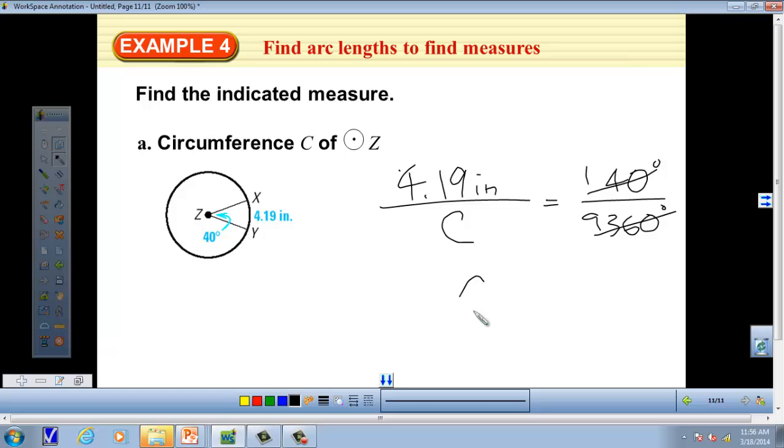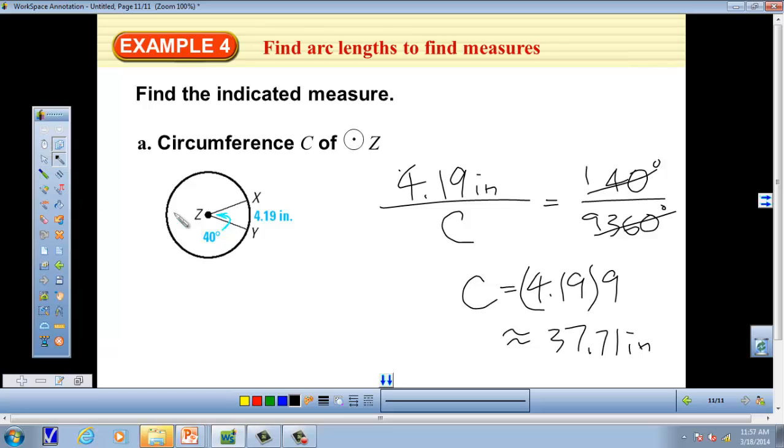And we're going to cross multiply. We'll get C equals 4.19 times 9. And if we do that, we get 37.71 inches for the circumference. So this helps us to find the whole distance around the circle when we only know this part right here. So the distance from here to here is 4.19.